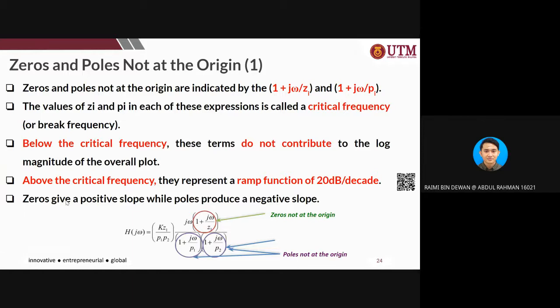You can see my movement of the cursor. So a zero gives a positive slope, which is 20 dB per decade, while a pole will produce a negative slope, negative 20 dB per decade. So this one will give your positive slope, and this one will give a negative slope. You see here there is Z1, there is P1, and there is P2. Each of these will contribute one critical frequency, so 3 critical frequencies here.